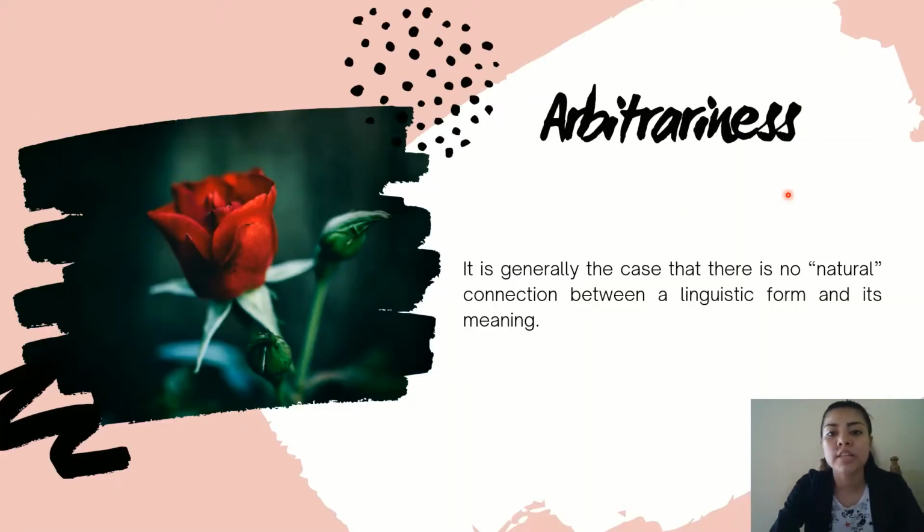The next property is arbitrariness. What is arbitrariness? Generally, there is no natural connection between a linguistic form and its meaning. For example, if I say rose, as you can see, I have a flower in this presentation. But if I say rose, another person thinks it's about a person. Rose can be a plant or a person.